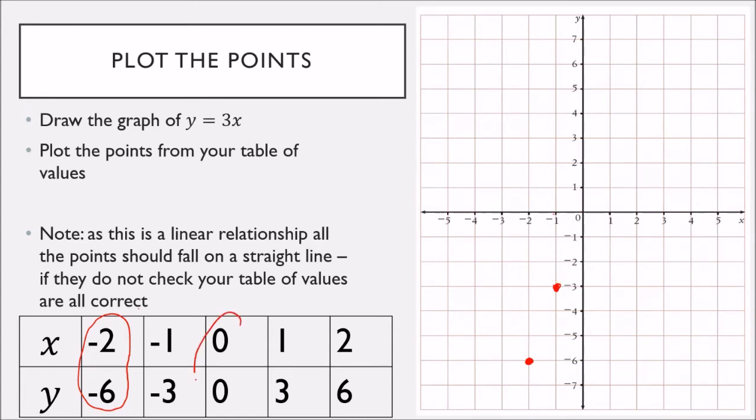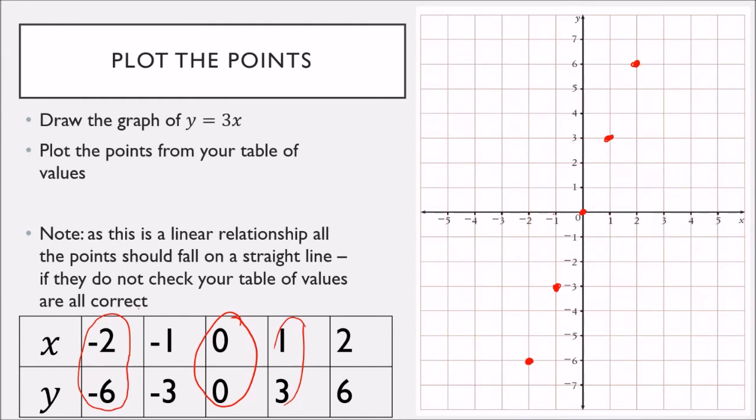Our third point here, this is our origin point. So we're at 0, 0. Then we have 1 and 3. So we're going across 1 and up to 3. And our last point, we're going across to 2 and then we're going up to 6.